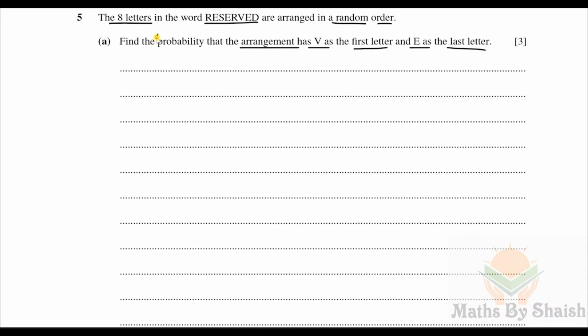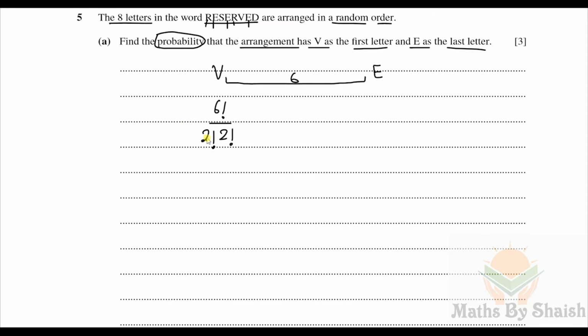So we need to find the probability. First of all, we'll find the number of favorable cases where the first letter is V and the last letter is E. So altogether there are 8, so the remaining 6 will be arranged here. We can arrange these 6 letters in 6 factorial ways, and we can see there are 3 E's, but one E is fixed, so only 2 E's are left. So 2 factorial, and there are 2 R's, so of course again 2 factorial.